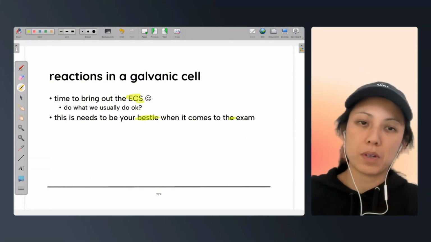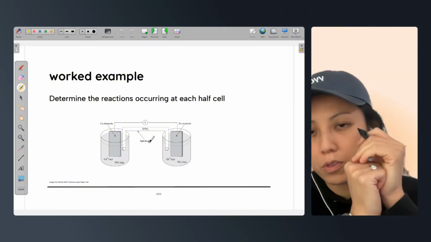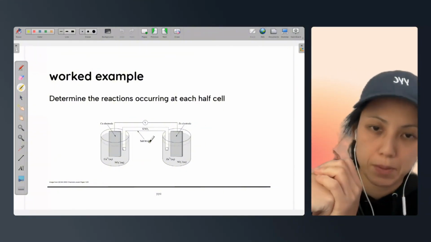This needs to be your bestie when it comes to your exam. Let's look at this as an example. So I've been giving you a cell here. This is beautiful, coming from the Queensland QCAA chemistry exam.